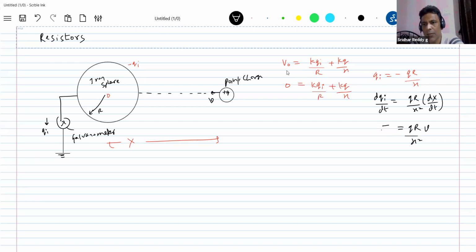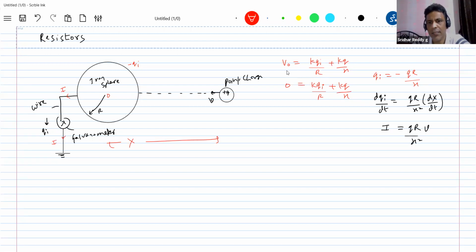Now, continuously as I move this point charge with a constant speed V, what I see is that this galvanometer shows deflection. So there is a flow of charge. If I move a point charge near an earthed conductor, a current is generated in this wire. This rate of flow of charge is what we call electrical current. The direction of current, according to this, should be in this direction.